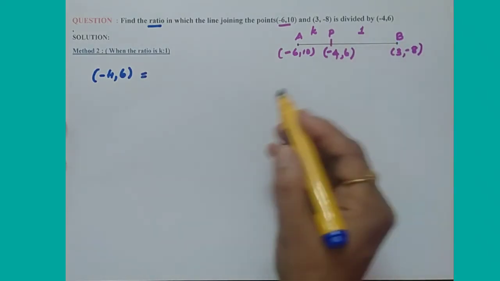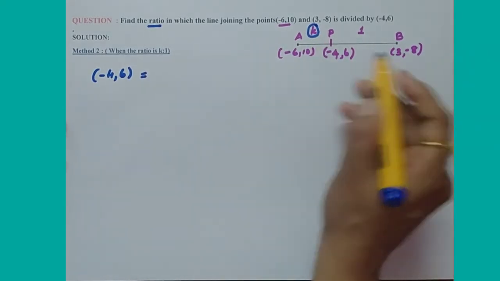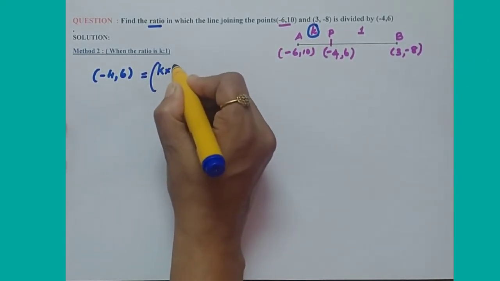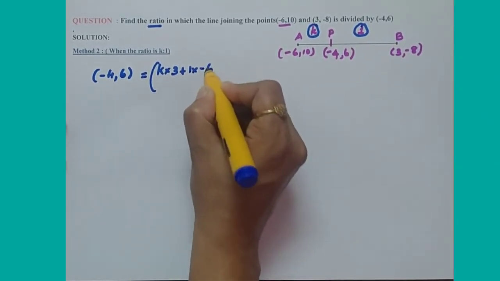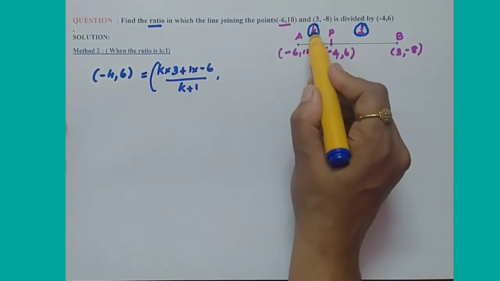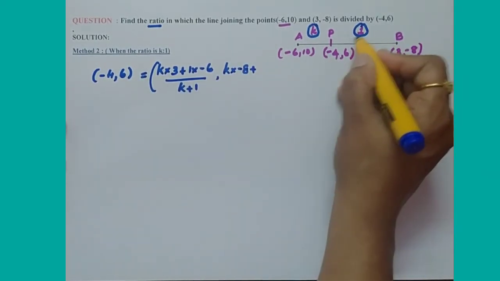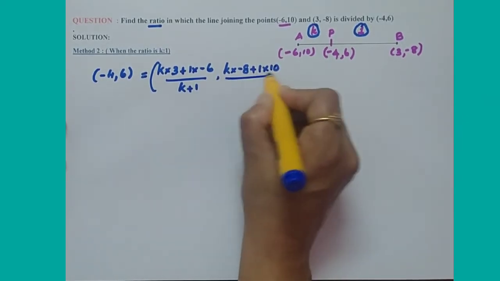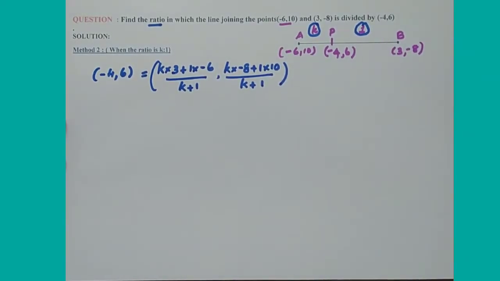apply the section formula on the right side. The x coordinate is k into the faraway x coordinate 3 plus 1 into the faraway x coordinate -6, divided by k plus 1, and the y coordinate is k into the faraway y coordinate -8 plus 1 into the faraway y coordinate 10, divided by k plus 1. The method seems to be the same for every question. Write all the questions this way: take the section point on the LHS and the section formula on the RHS.